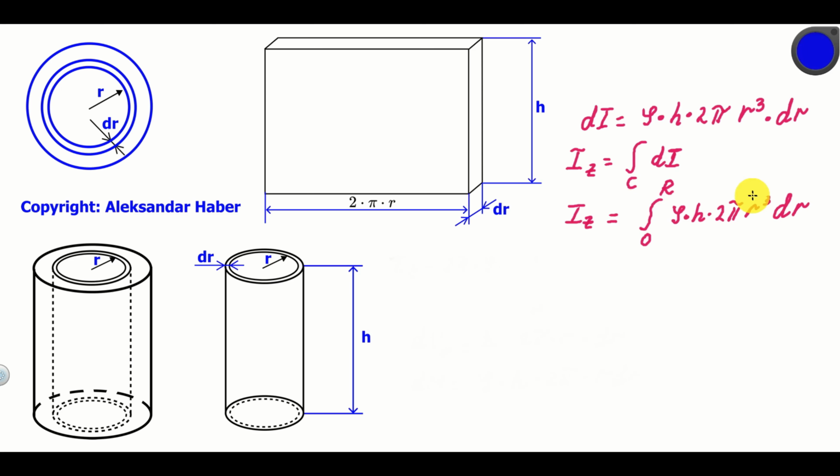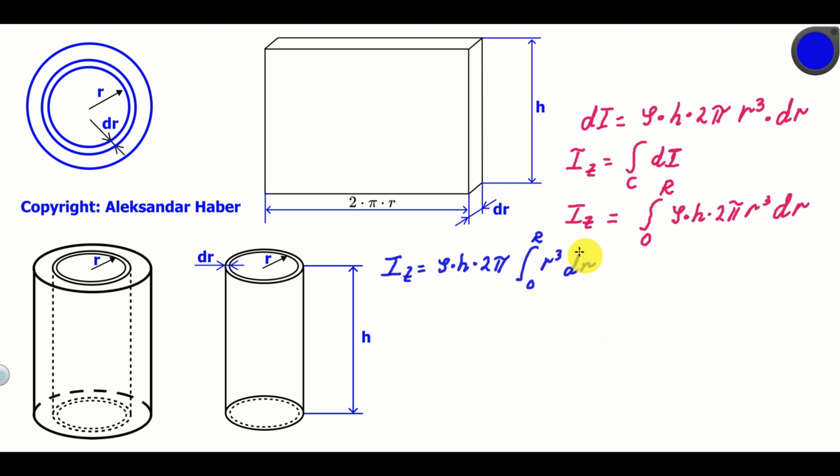Let us compute this integral. Iz can be written like this. Rho, h, 2 pi are constants. Consequently, they can be written in front of the integral. So let's write them. Rho multiplying h multiplying 2 pi, and we are left with the integral from 0 to r of r to the power 3 dr.